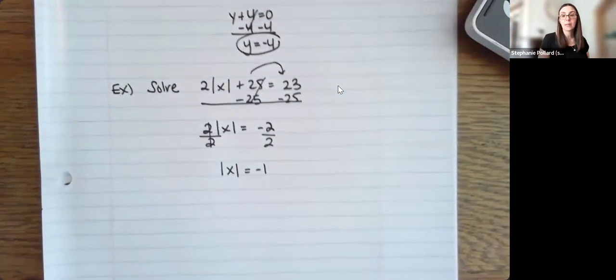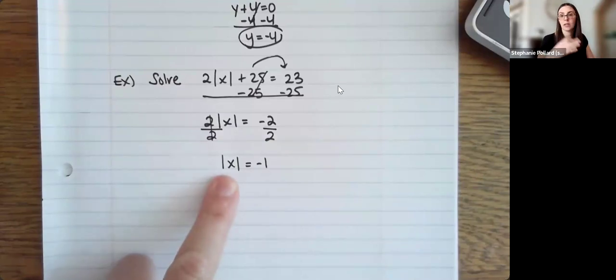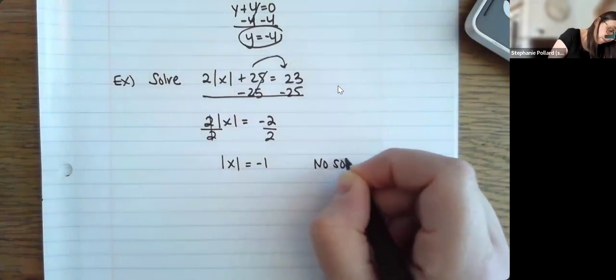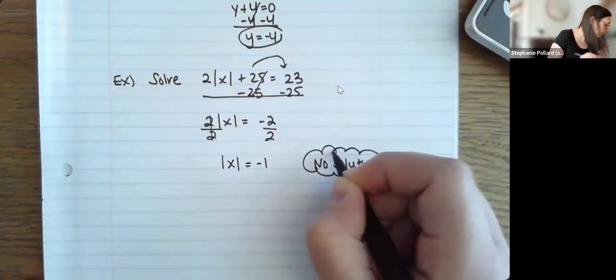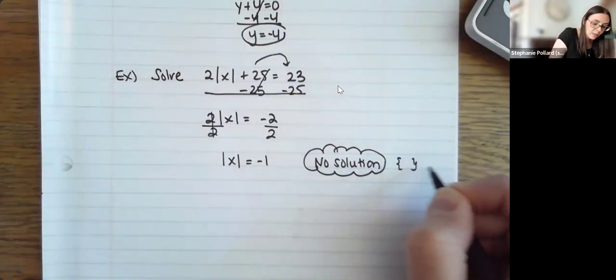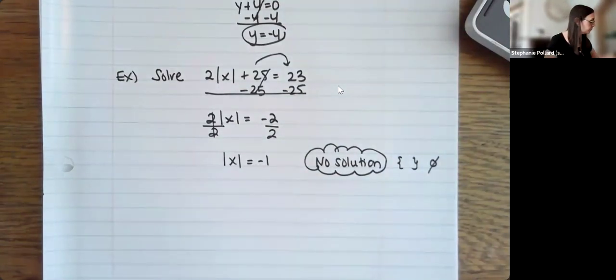All right, now I see a problem. I see my absolute value is by itself, which is great, but it's equal to a negative, and there's no way that this can happen. The answers for absolute value are either 0 or positive. So this would be a no solution. So you can write it like that. We can use the empty set. We could use the null set. Again, there's different ways to express that answer, but basically nothing is going to work here.